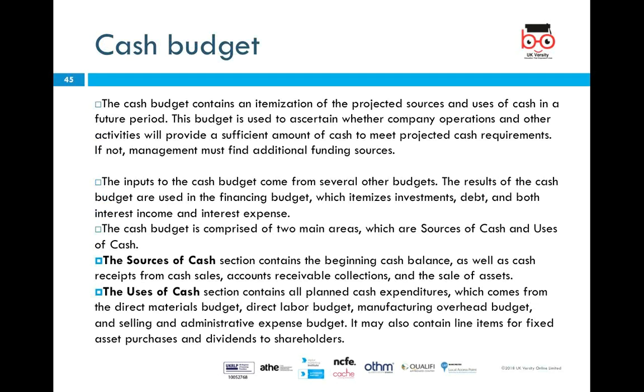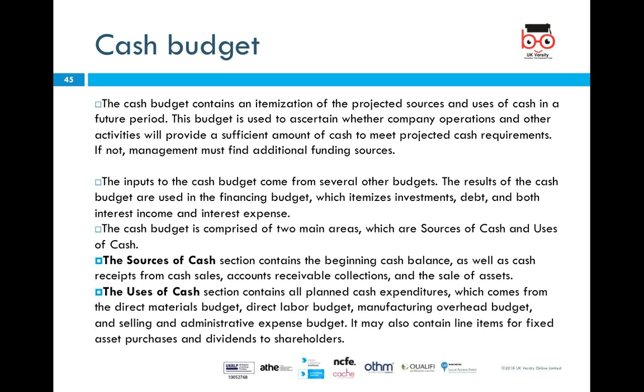So we have talked about the cash budget and cash management, which contains the itemization of the projected sources and uses of cash in a future period. This budget is used to ascertain whether company operations and other activities will provide a sufficient amount of cash to meet projected cash requirements. And if not, then the management or the owner of the company must find additional funding resources.